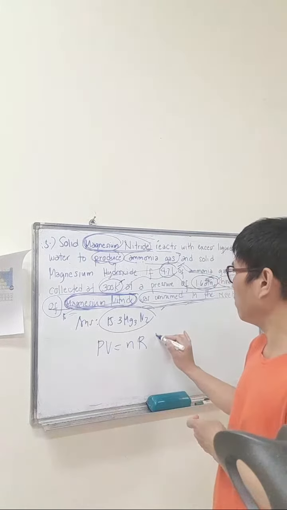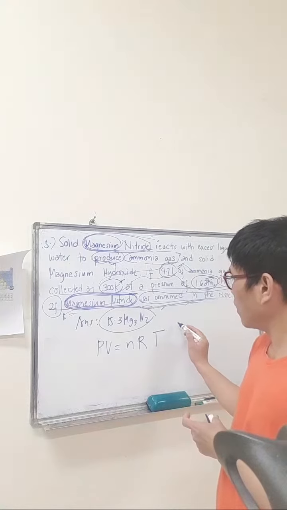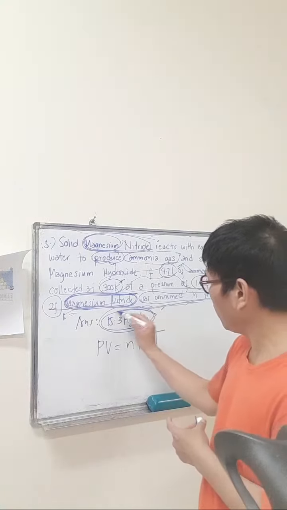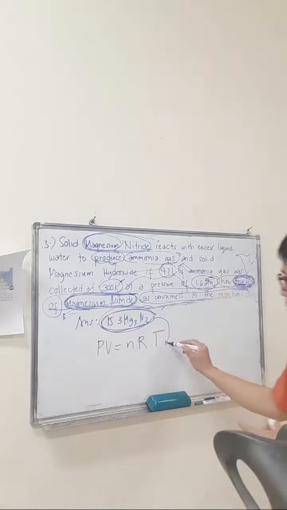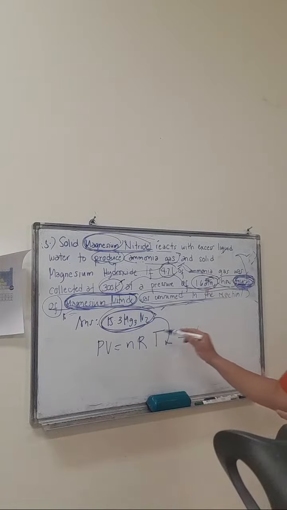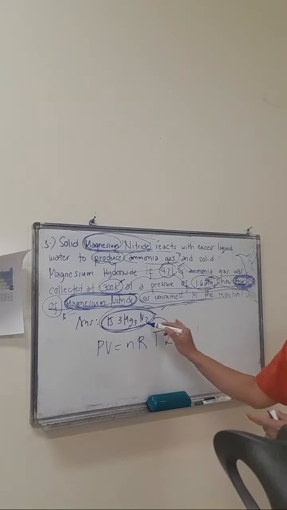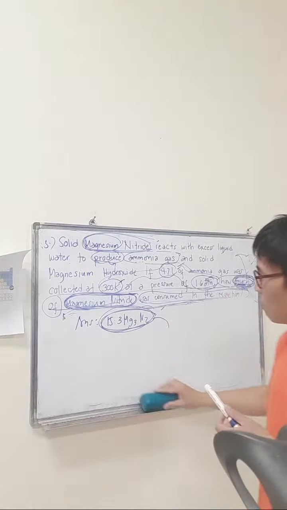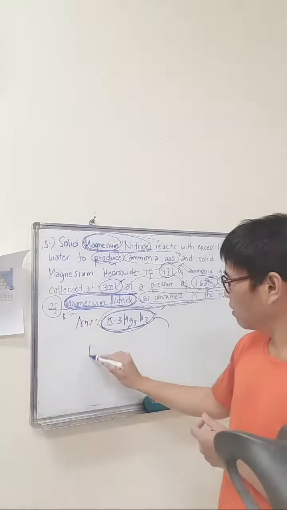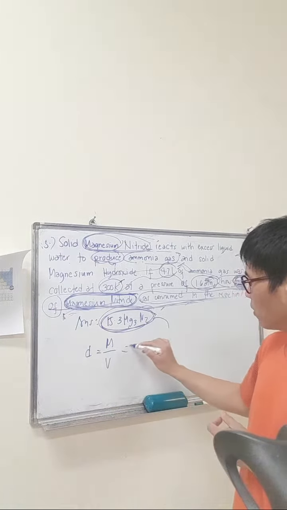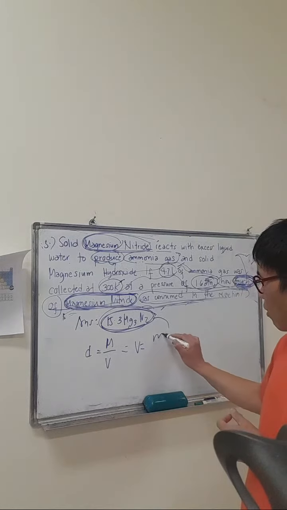PV = nRT. Since this is magnesium nitride, we cannot use PV = nRT because that applies to a gas. Unless we split this magnesium nitride again to N2 to produce another product, and that will be more complicated. So we will use now the density, which is equal to mass over volume. Density equals mass over volume, so volume equals mass over density.